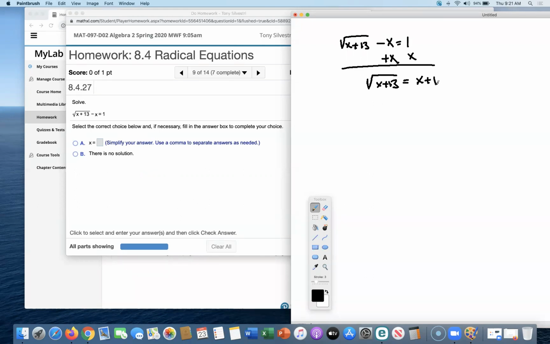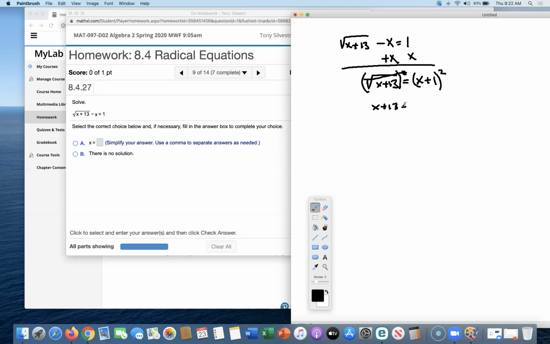Okay. Now here's what makes this exciting. I got a square root that I can get rid of. It's all by itself on one side. I can get rid of it nicely by squaring. But now I got to square this guy. Got to square the whole side, everything. This cancels, leaves me with an X plus 13.